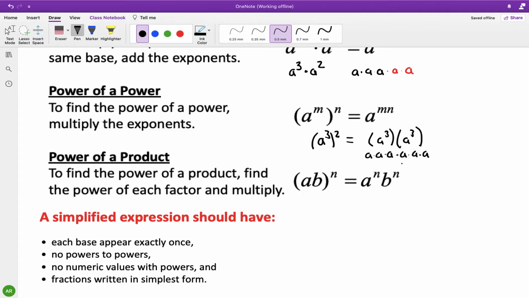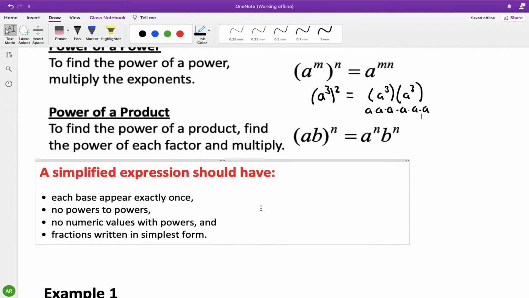3 times 2 is indeed 6. So another way of looking at it. All right. The next one is the power of a product. So to find the power of a product, find the power of each factor and multiply.